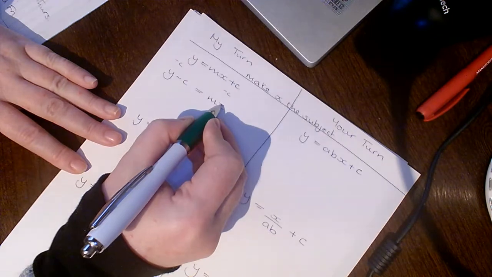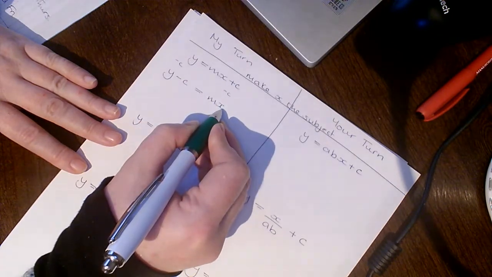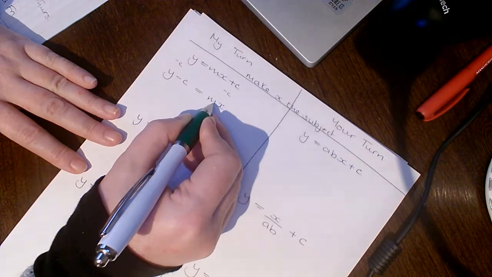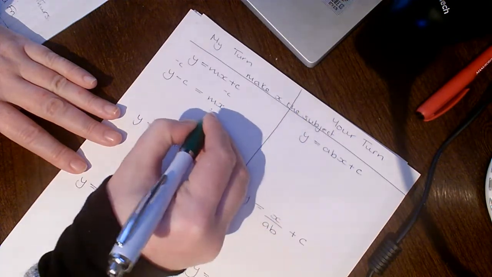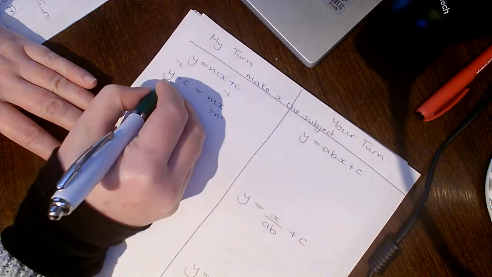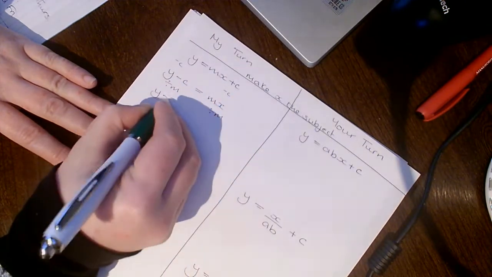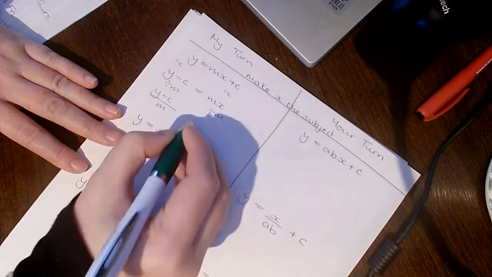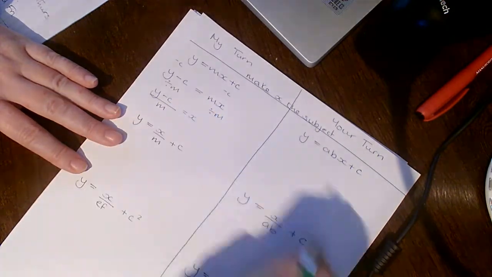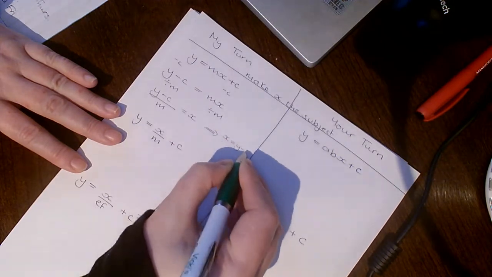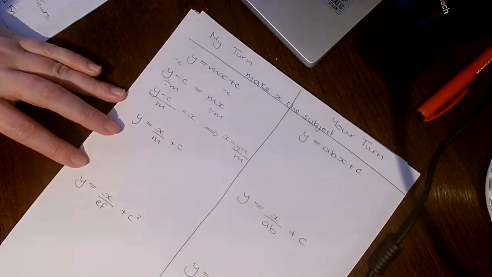We've now got to get rid of this times m. Anything here in front of it would be times. The opposite of timesing is dividing, so I'm going to divide by m. I'm going to divide by m. And I'm going to write it as y minus c divided by m equals x. Then you can always just write it x equals y minus c over m.